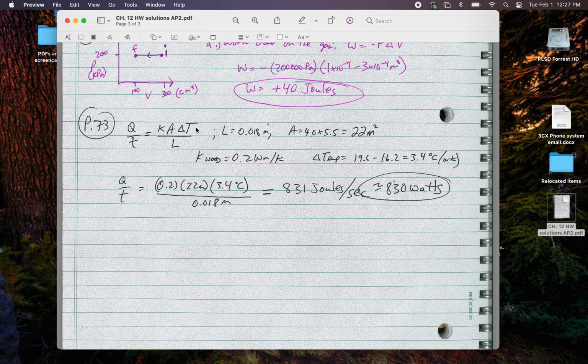Obviously, if you had doubled the change in temperature, your rate of energy flow would double. If you doubled the area, rate of energy flow would double. If you doubled the thickness, rate of energy flow would be half as much.